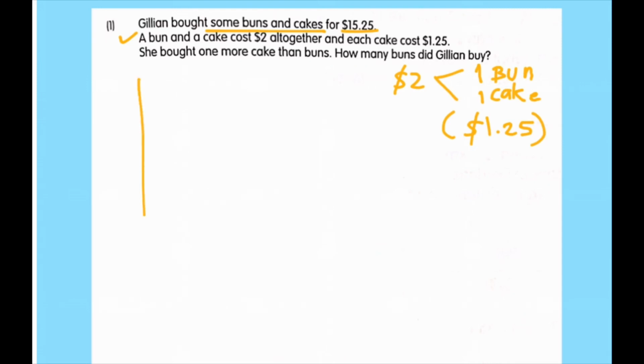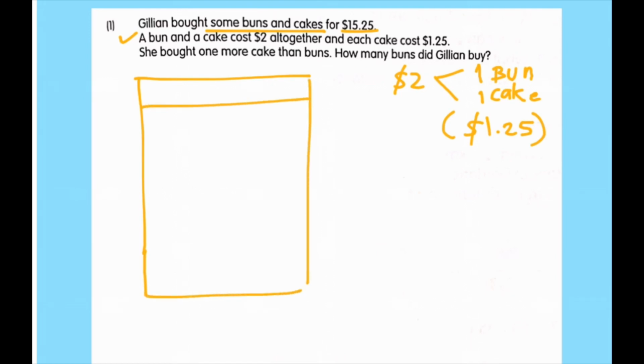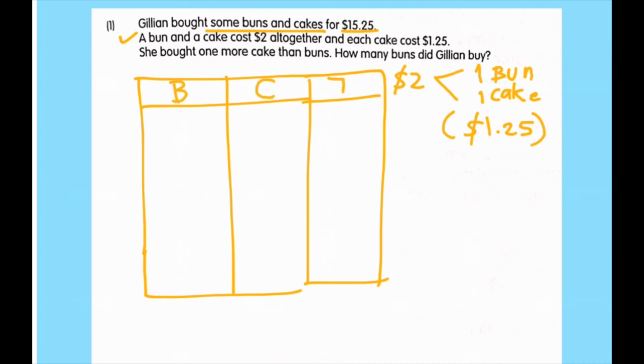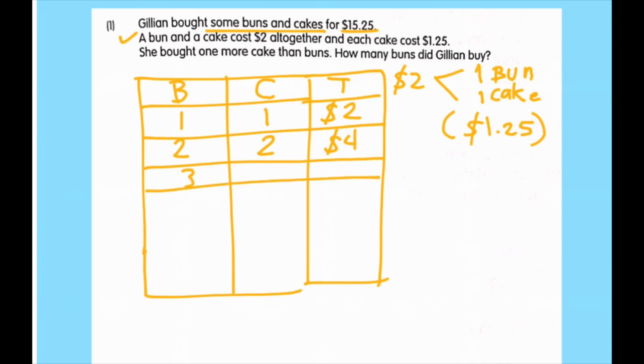We can use a table in order for us to find out the answer to the given problem. You can divide the table into three parts: the number of buns, the number of cakes, and our total. We know that in $2, Jillian bought one cake and one bun. If there would be 2 buns and 2 cakes, our total would be $4. If there would be 3 buns and 3 cakes, we would be getting a total of $6.